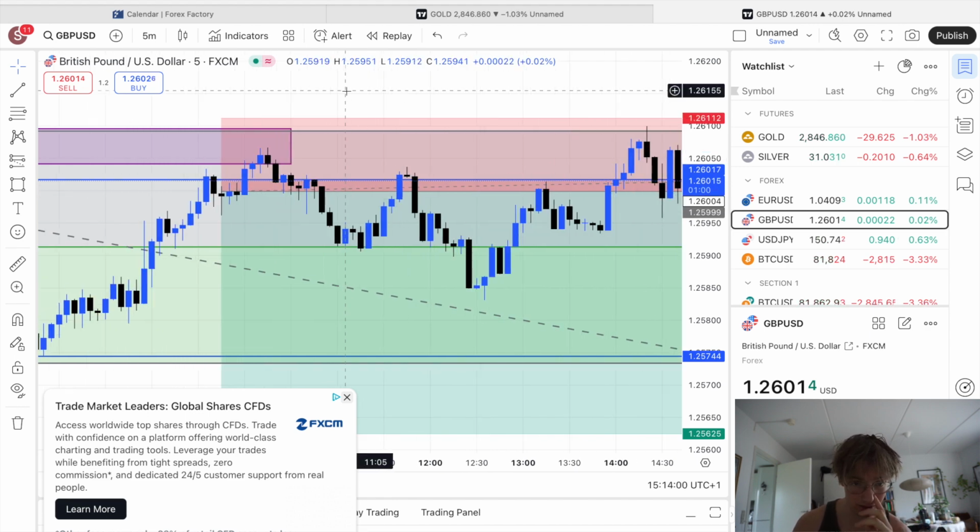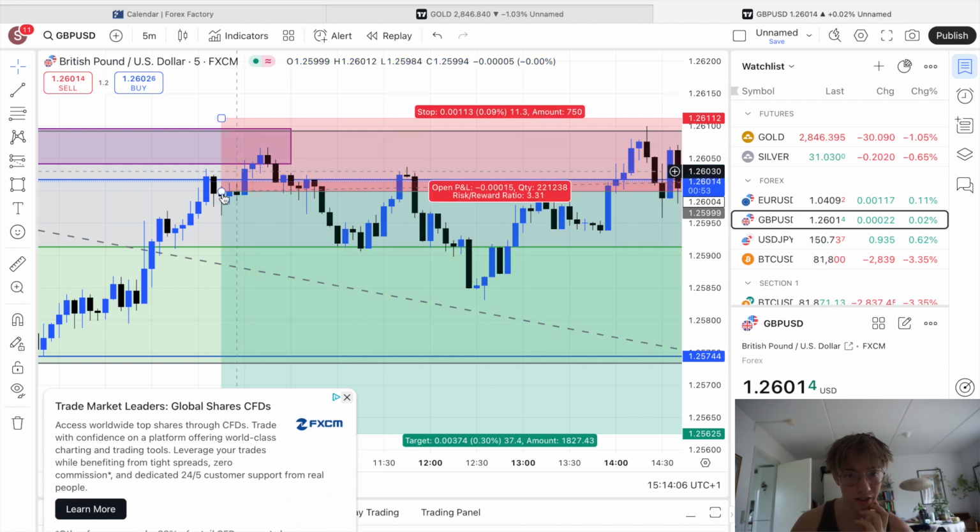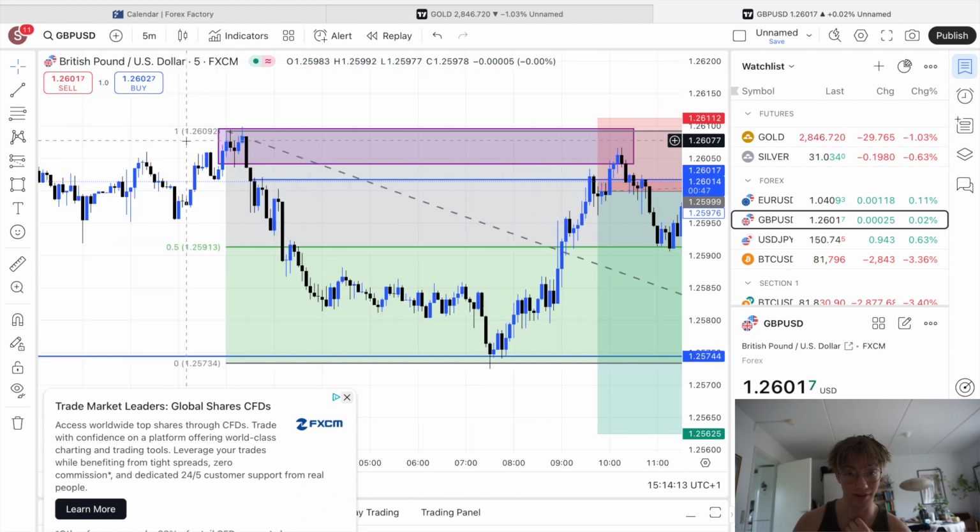But I'm looking on the 1 minute. That's what confuses me, because I just see a break of structure. So actually we see here we have a higher high, where we come into this order block right here.